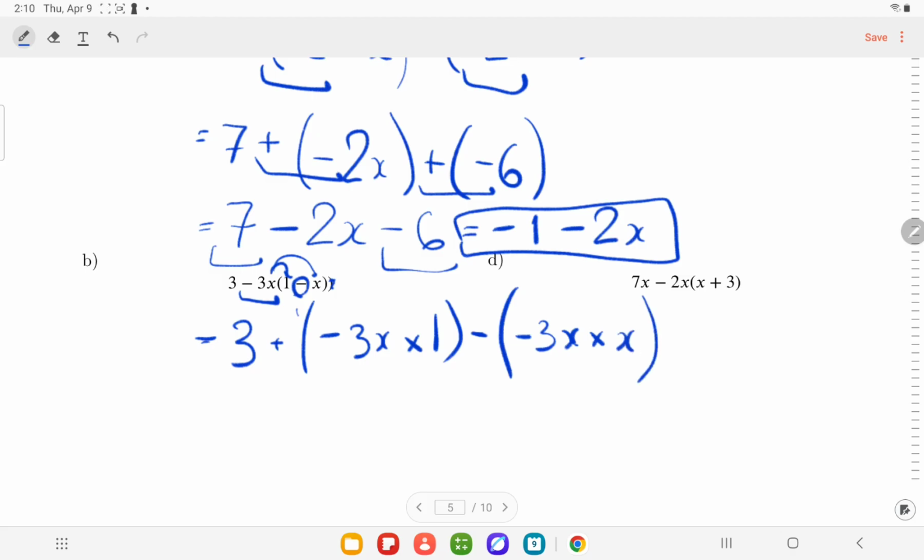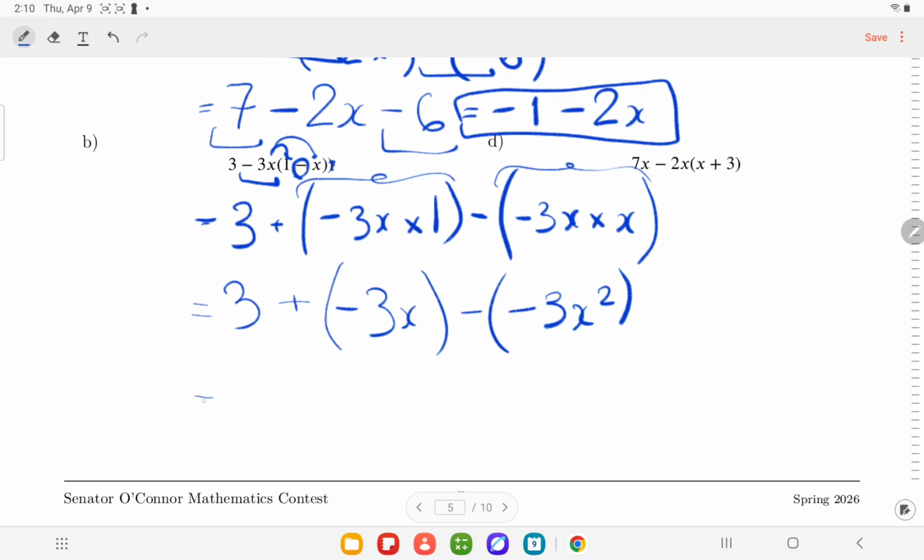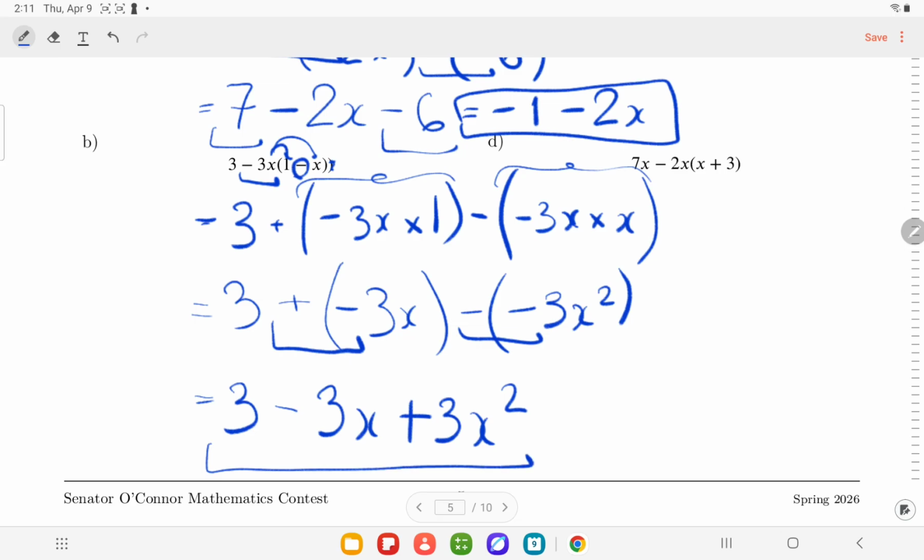And then we have to simplify the brackets first. So we have 3 plus negative 3x times 1, which is just negative 3x, minus negative 3x times x, which is negative 3x squared. And then here we have a plus times a minus, so this ends up being a minus. And here we have minus times minus, which gives us a plus. And this is the furthest that this can be simplified because they're not like terms.